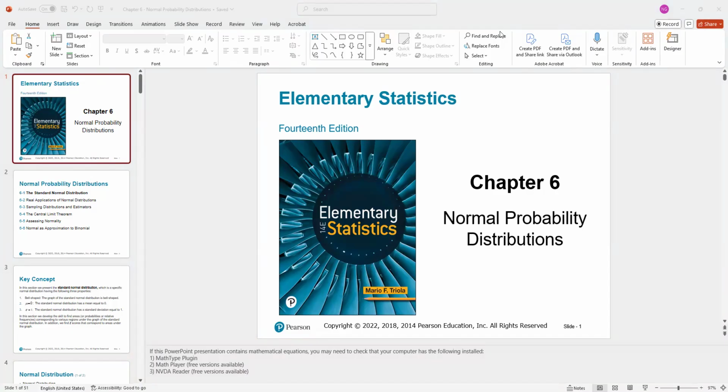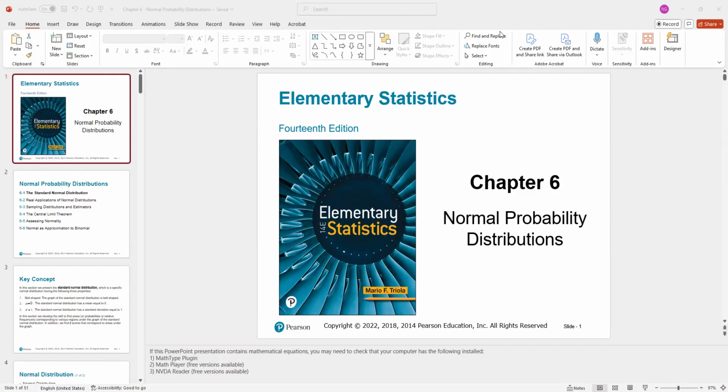In this video, we're going to start with chapter 6, normal probability distribution. In this chapter, it's just the continuity of chapter 5, where we introduced discrete probability distribution. But in this chapter, we introduce the continuous probability distribution. Most of this chapter focuses on normal distribution, which is the most important distribution in the field of statistics.